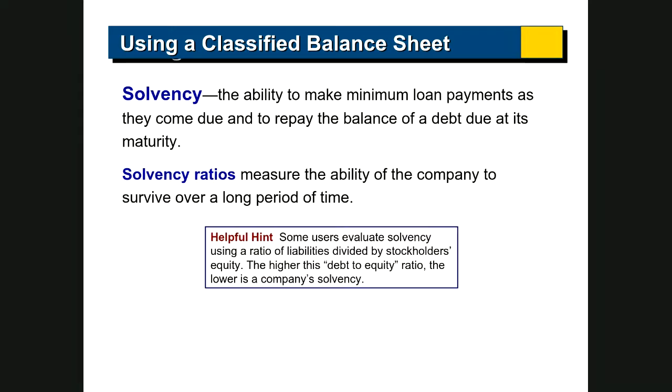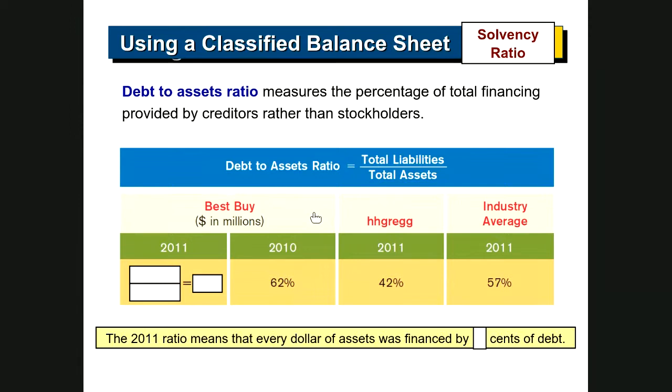The next is solvency. Solvency is the ability to make minimum loan payments as they come due and to repay the balance of a debt as it matures, right? So the solvency ratios measure the ability of the company to survive over a long period of time. Let's take a look at a ratio: the debt to asset ratio, which is total liabilities divided by total assets. Remember, this is long term, so we use the total liabilities, not just the current liabilities, over total assets.